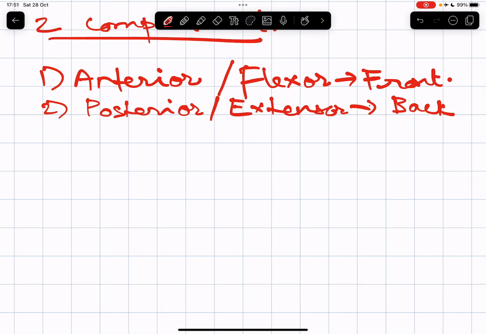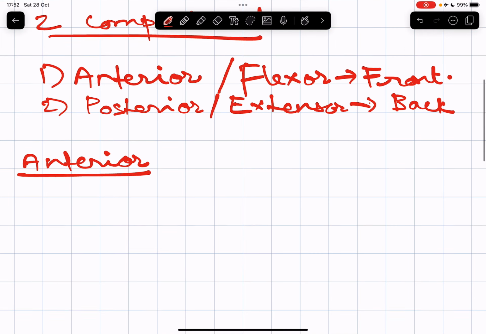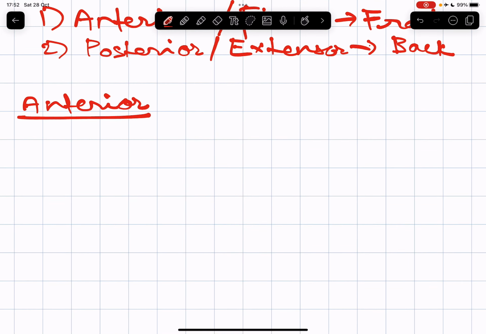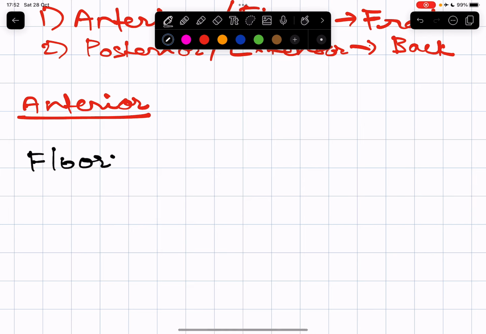Now, first let us choose one of these two compartments of the forearm. So let's begin with the anterior compartment. What would you call the anterior compartment otherwise? It can be called the flexor compartment, and it is also referred to as the front of forearm. Now, what forms the floor of front of forearm? Basically we have the bone and a membrane that stretches between the radius and the ulna, known as the interosseous membrane, forming the floor of the anterior compartment.